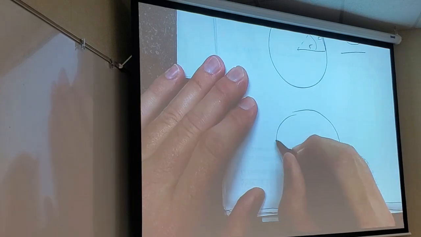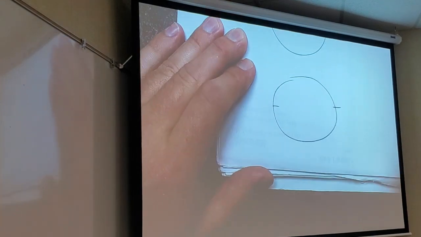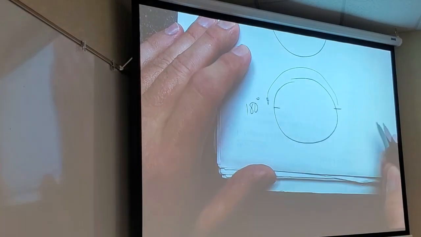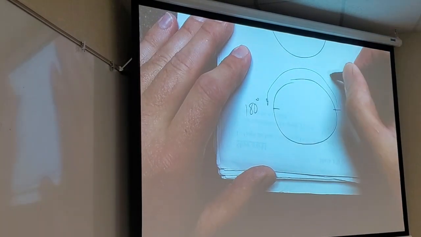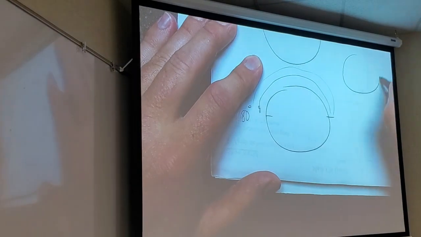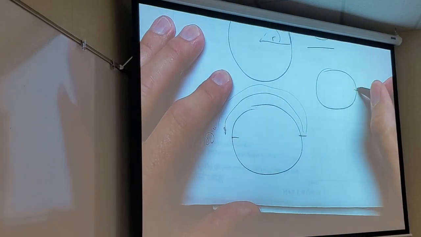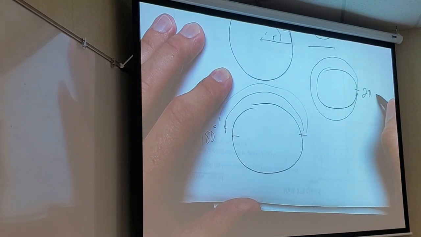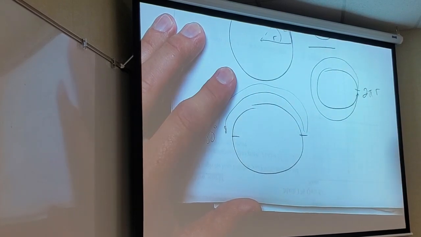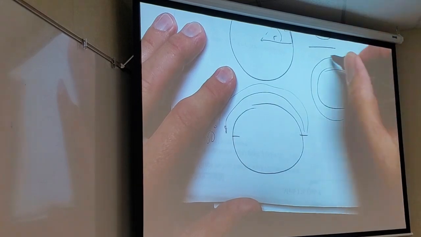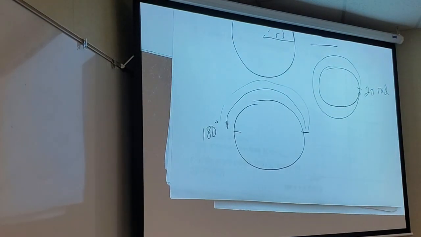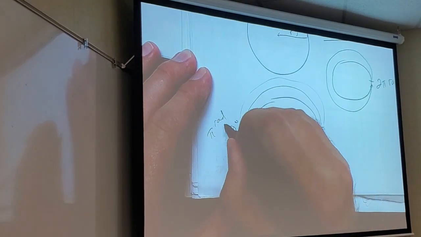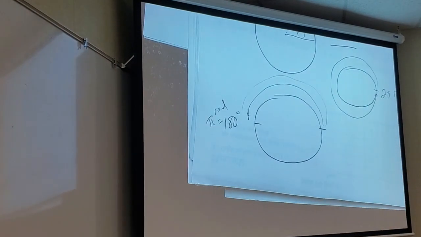Remind me, what is this amount in degrees? 180. Does anyone remember what this amount is in radians? Just to remind you guys, all the way around a circle is 2 pi radii. So all the way around the circle is 2 pi radians. So of course this would be pi radians. So pi radians equals 180 degrees.